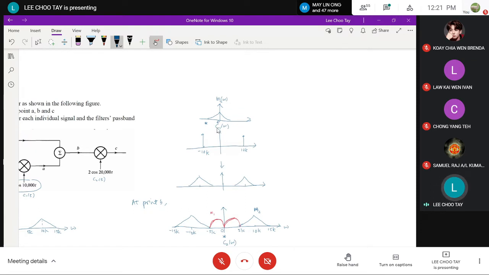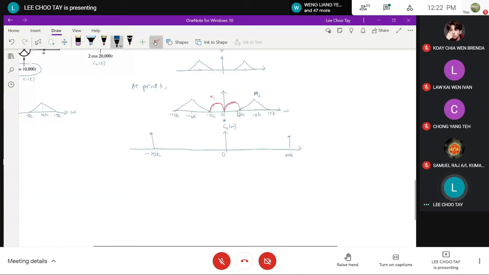So let me repeat again. In previous message number two, our spectrum was centered at zero. I multiply with the carrier of frequency 10k, which basically has spectrum at plus minus 10k. So what happened is I shift the entire spectrum, instead of centering at zero, to now center at 10k. It will give me this. Same thing, this other part shifts to center at minus 10k. So this is when we have a simple spectrum.